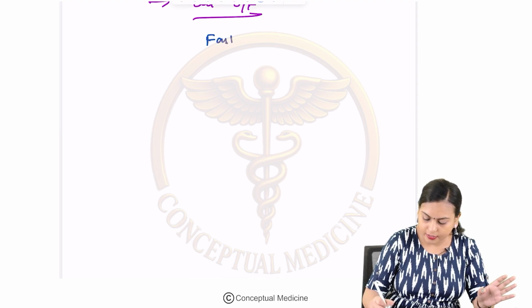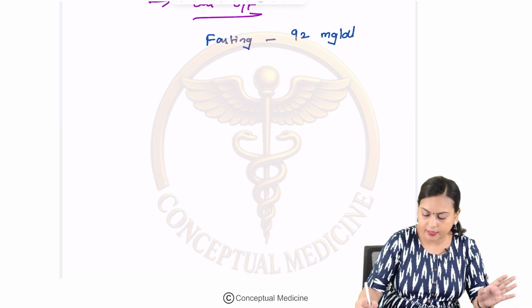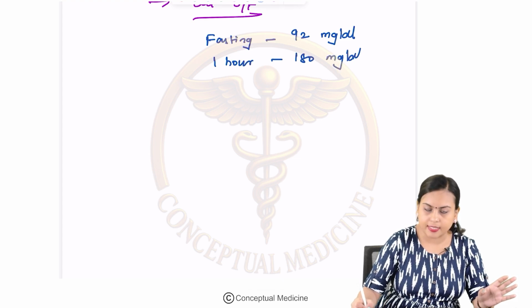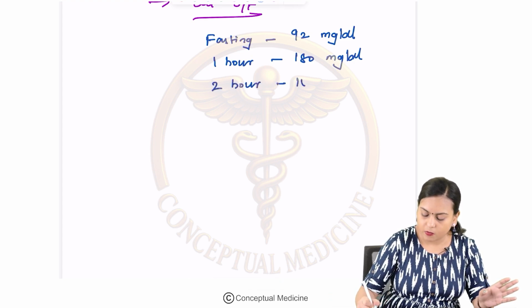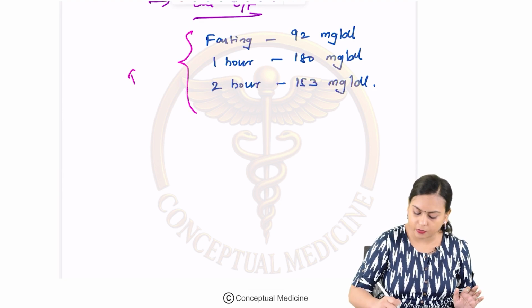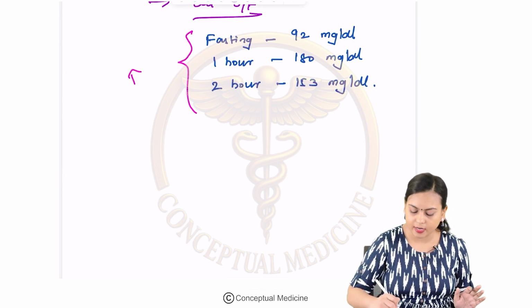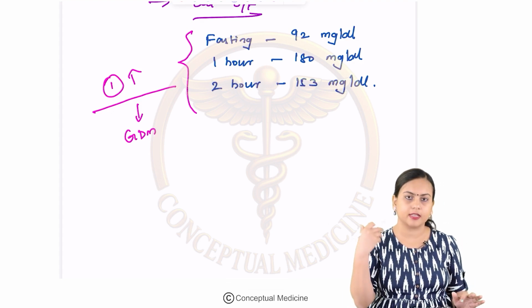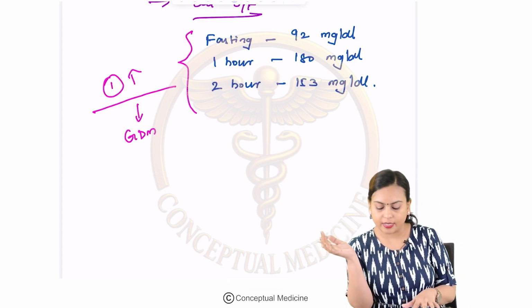The fasting cutoff is 92 milligram per deciliter, clear, and the 1 hour value is 180 milligram per deciliter, and the 2 hour value is 153 milligram per deciliter. As I have previously told you, if any one of the values rises, then it is diagnosed as a case of gestational diabetes mellitus. Even one value rises, then it is diagnosed as gestational diabetes mellitus.